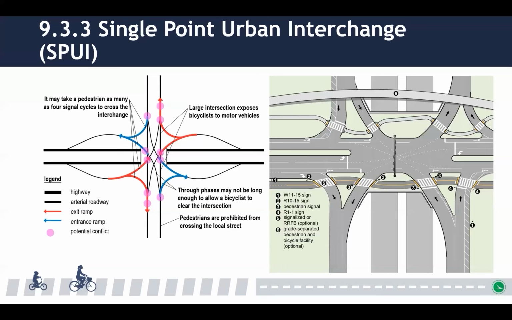Bicyclists face similar challenges to pedestrians when trying to navigate a single point urban interchange due to the size of the intersection. Bicyclists might have a difficult time clearing the intersection's yellow and all red phases. Uncontrolled right turn lanes may also expose bicyclists to large mixing zones and areas of increased conflict with higher speed vehicles. As shown in these figures, the guide illustrates both the conflicts and possible layouts to address these challenges.